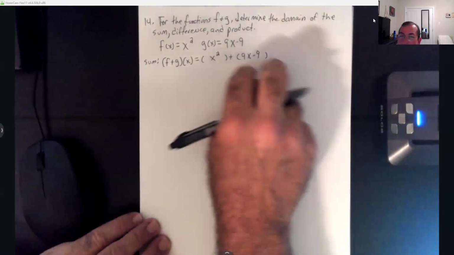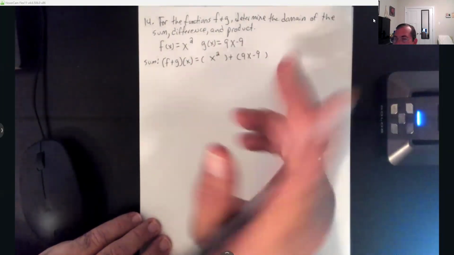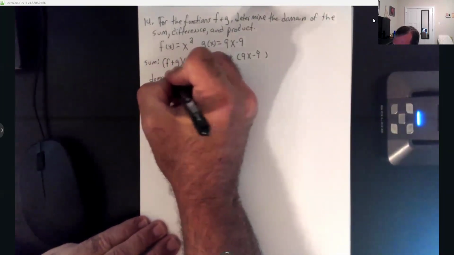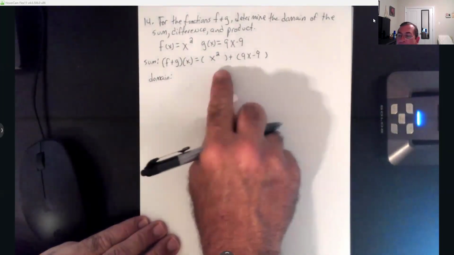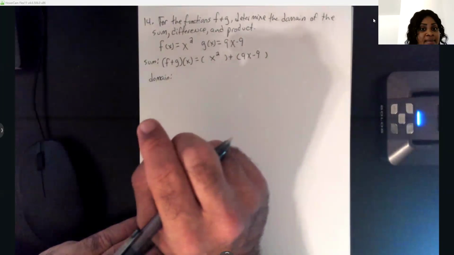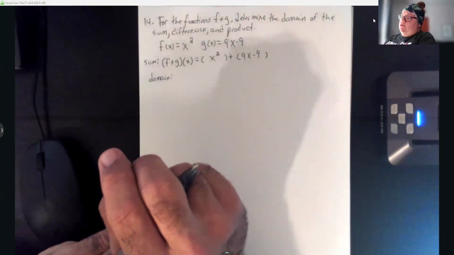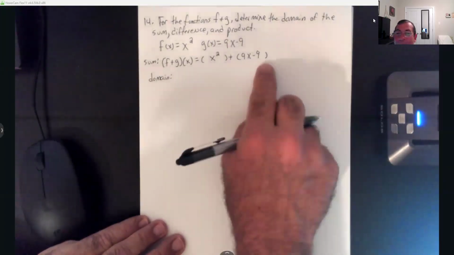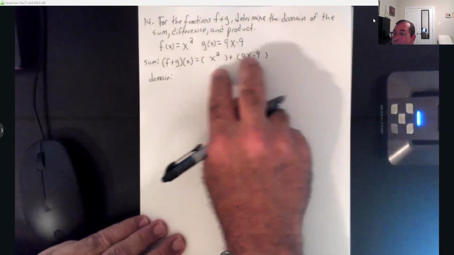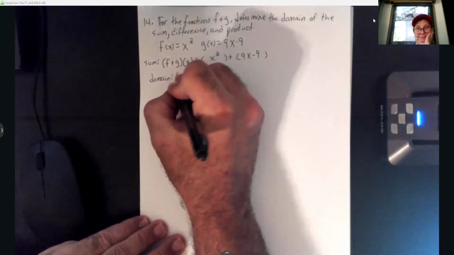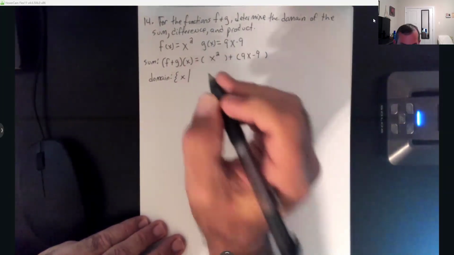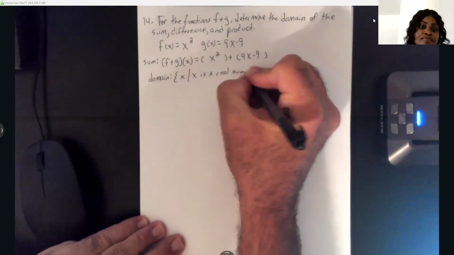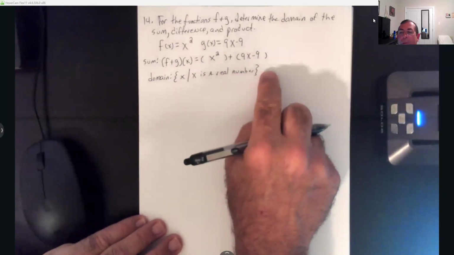Now, you can work this out and do all that fun stuff. But my big question is this: what's the domain of these two functions being added? They're all real numbers, because there are no fractions here. Since there are no fractions, there's nothing you can do to make that undefined. So good job. We got x such that x is a real number. You didn't have to exclude anything from this domain.